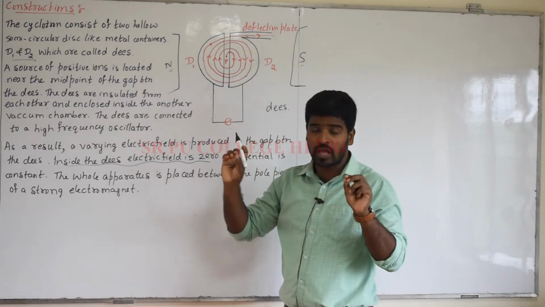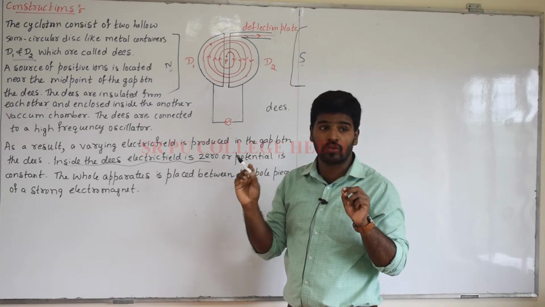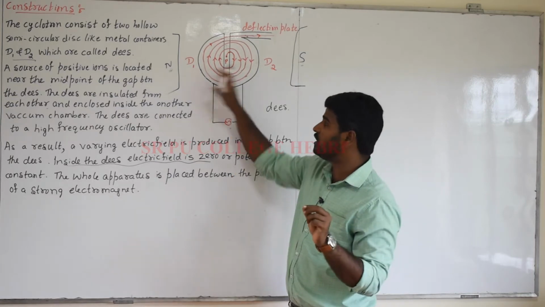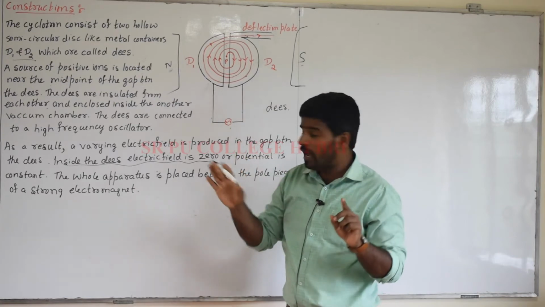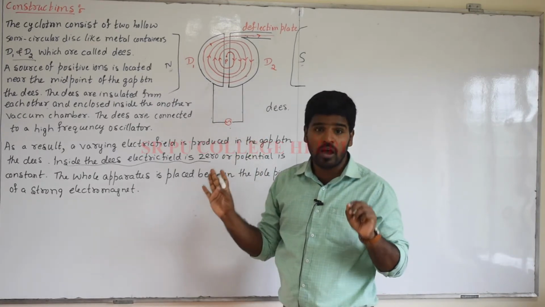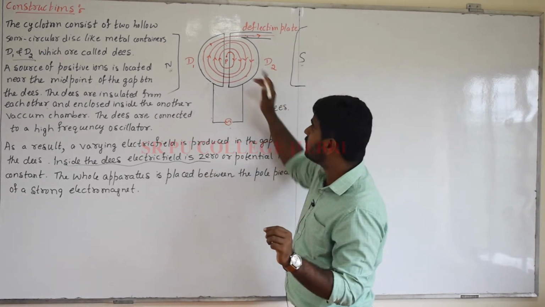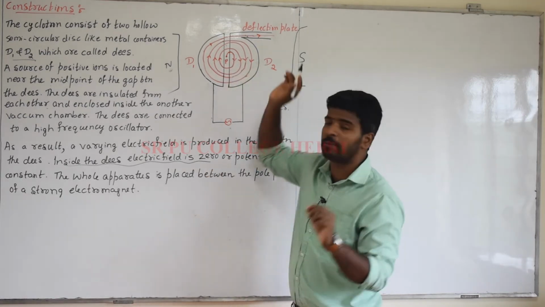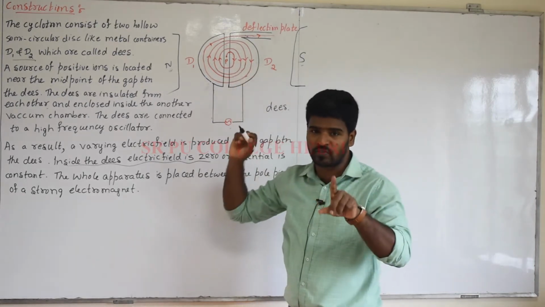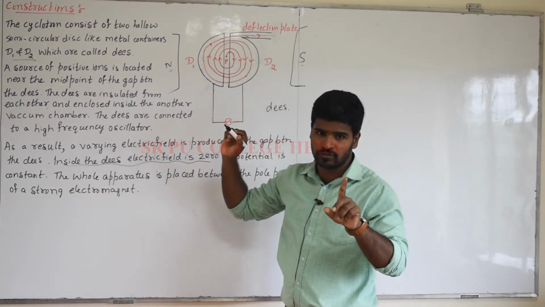What is the construction? Cyclotron consists of two hollow semicircular discs known as Ds. And these two Ds are insulated from each other and connected to a high frequency oscillator. And in the gap between the two Ds, the source of positive ions is placed, where P refers to the source of positive ions. Is it clear?